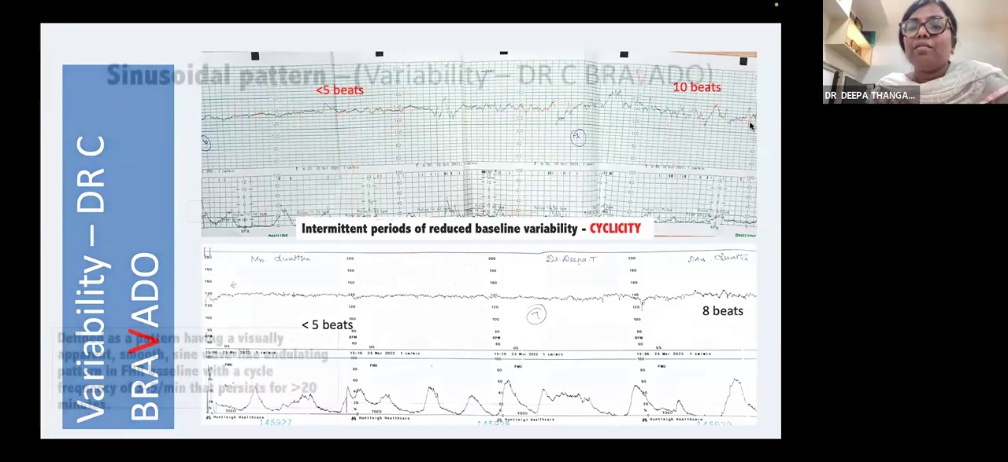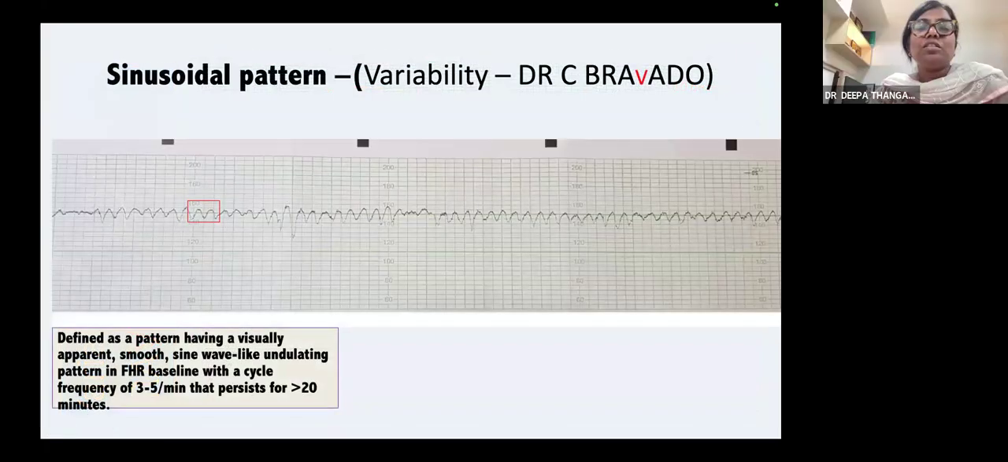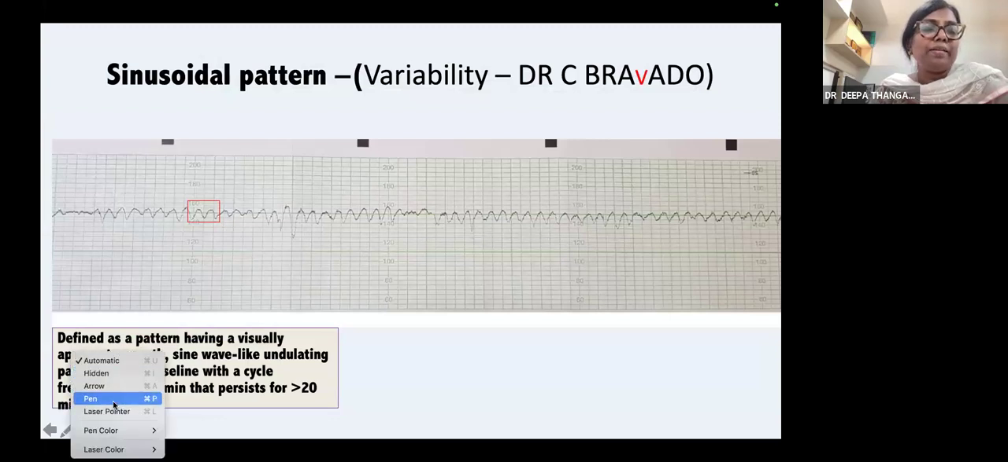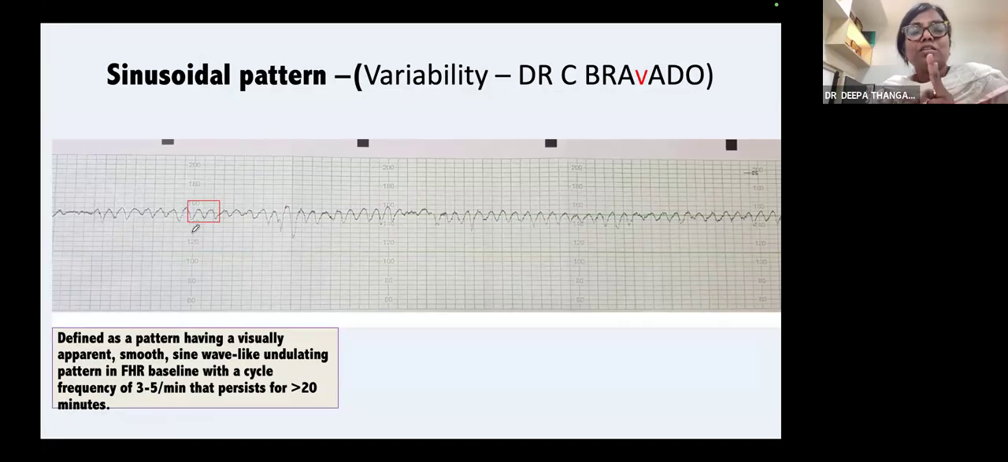Okay, so we'll go to the sinusoidal patterns. This is typical of sinusoidal patterns. Where do you find the sinusoidal pattern? Ma'am, fetal anemia, severe hypoxia with acidosis. Fetal acidosis, hypoxia, as well as fetal anemia.